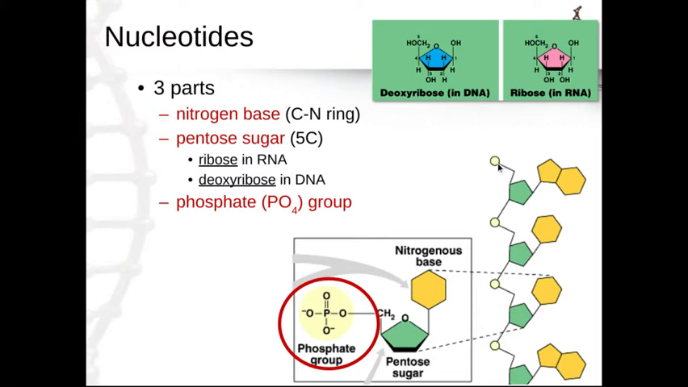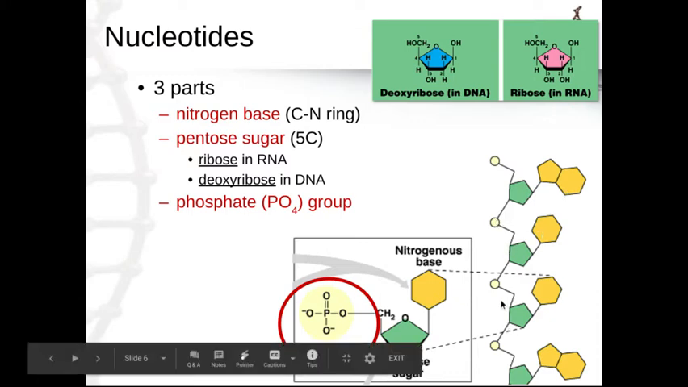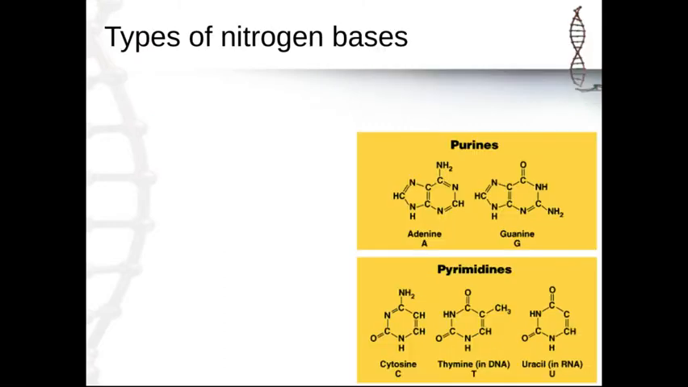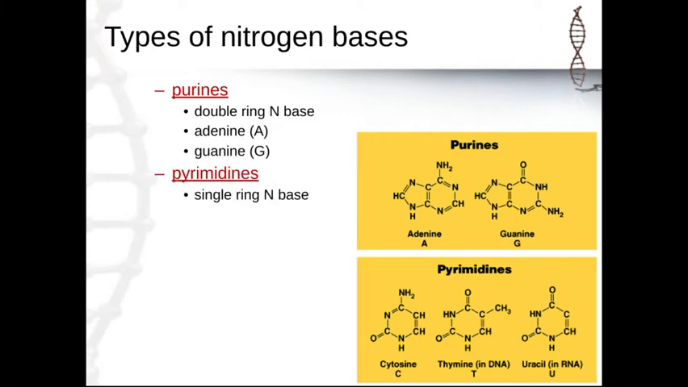Okay, so here is 1, 2, 3. There's one base. 1, 2, 3. Another base. 1, 2, 3. A third base. 1, 2, 3. A fourth base. Notice that some of these bases have 2 rings attached. Some of them have just 1. And the reason is because they're divided into 2 categories. You do not need to memorize purines and pyrimidines, okay? You don't need to memorize the structure of them, just to recognize that there are 2 categories.